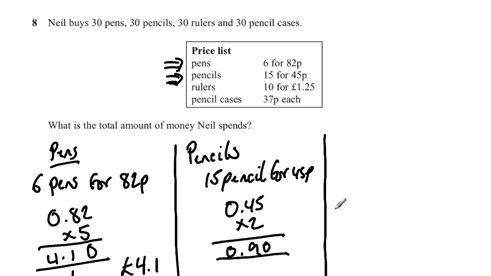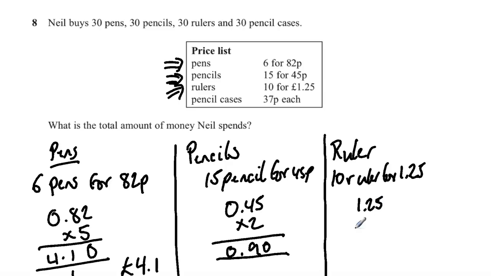Neil requires 30 rulers and he can get 10 rulers for £1.25. So therefore he needs 3 sets of 10 for £1.25. So I'm going to multiply £1.25 by 3. So 10 rulers for £1.25. So it'd be £1.25 times it by 3, which equals £3.75.